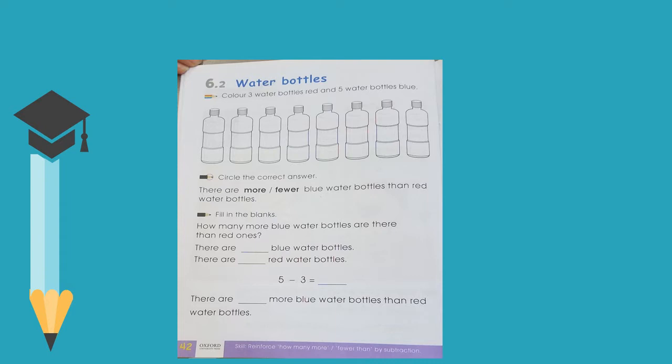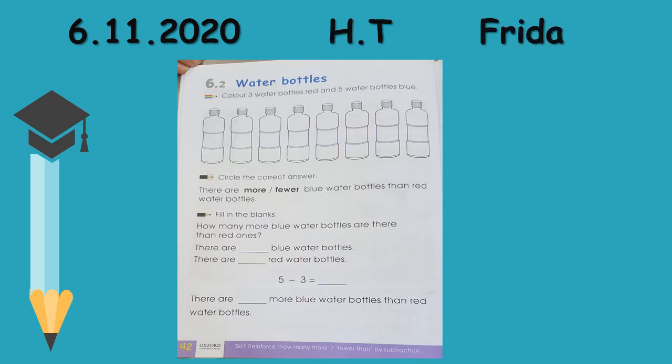Just turn your page, and before doing this page, yes, you will write the same date 6.11.2020 space h.t again space and the day is Friday. You will write top of the page here. Start from the left corner and complete your date. Make sure you are writing in a proper format. Then come down 6.2, activity number 6.2.